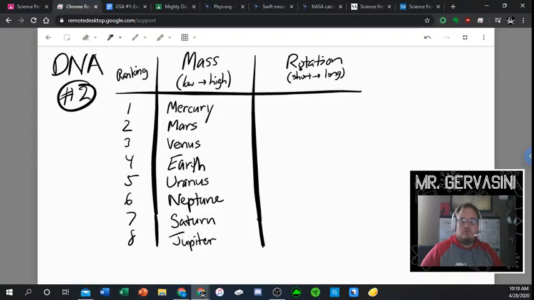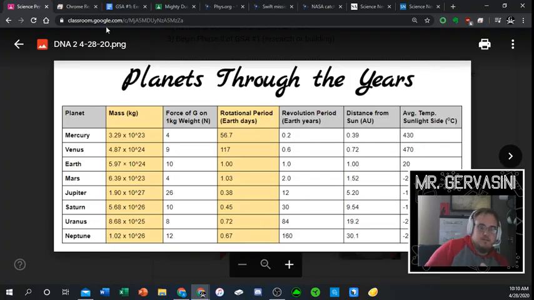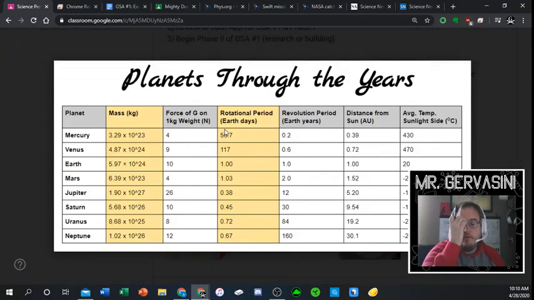Rotation is next. So the shortest day to the longest day for that object. So the shortest amount of time to do one full rotation, spin once on an axis, right, to the longest day. All right. Again, we want to see if it's positive, it should go Mercury to Jupiter. If it's negative, it would go Jupiter to Mercury. If it's no relationship, we would have a random listing of our planets, right? So let's take a look. We want to do the shortest day, right? Which one has the smallest decimal?